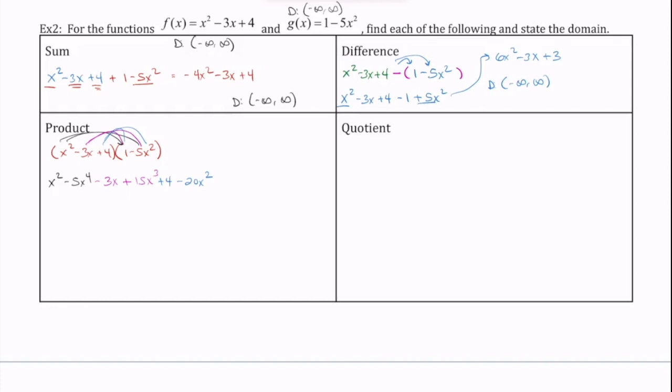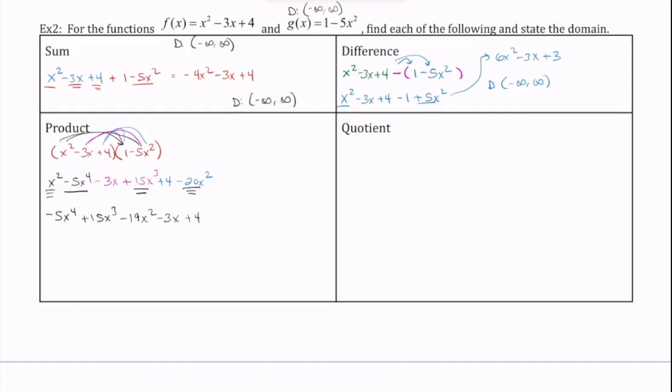All right, and then we're going to combine some like terms here. I'm going to start with my highest. So I got negative 5x to the fourth. I'm sorry, before x squared, I'm going to do x cubed. I got one term with x cubed, so plus 15x cubed. Again, I got two terms with x squared, so minus 19x squared. Then I got minus 3x, and then a plus 4.